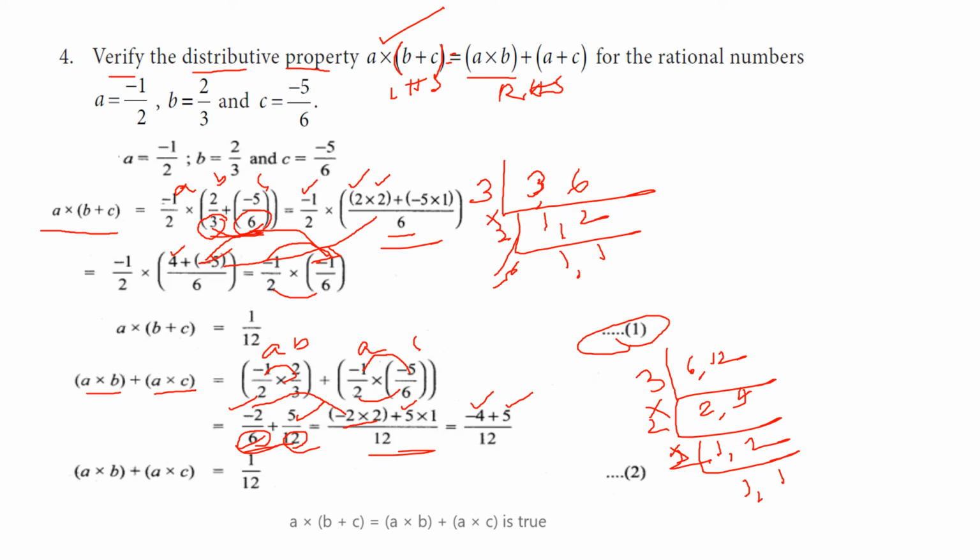So minus 4 plus 5, subtract the greater to smaller one, greater number having plus symbol, so plus 1 by 12. So we get the second RHS answer. Here also LHS equal to RHS. Therefore distributive property for rational numbers, also distributive property of multiplication over addition is true for rational numbers.